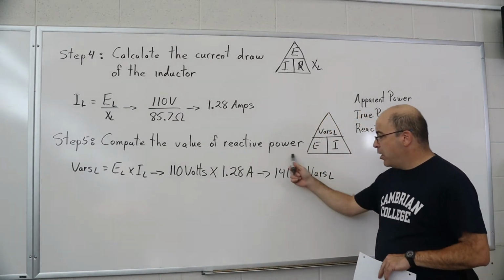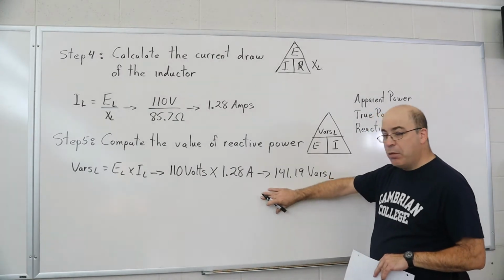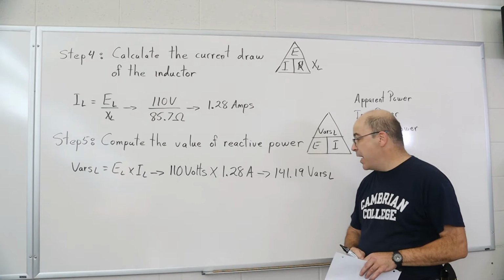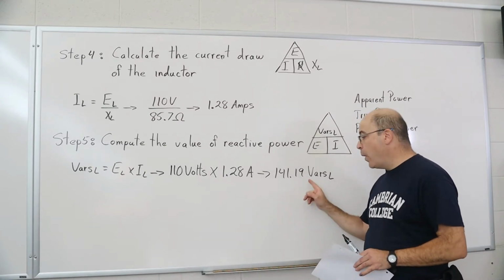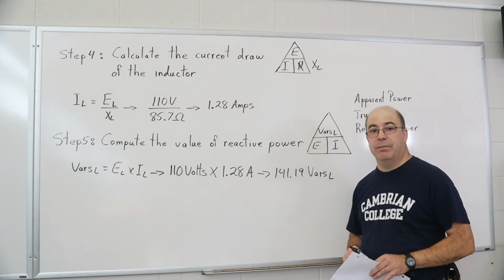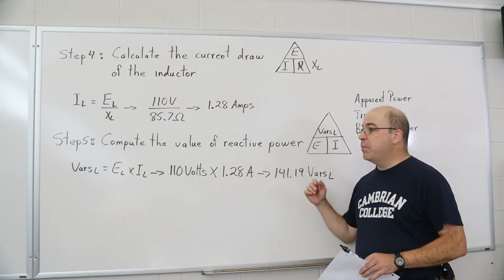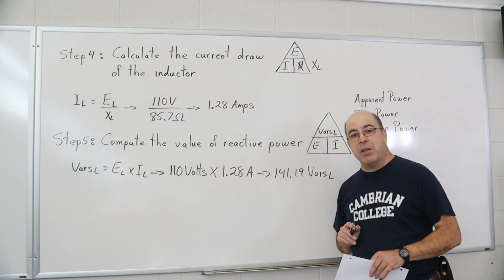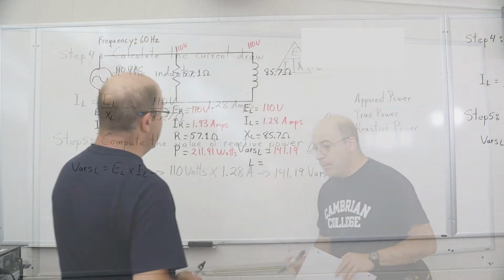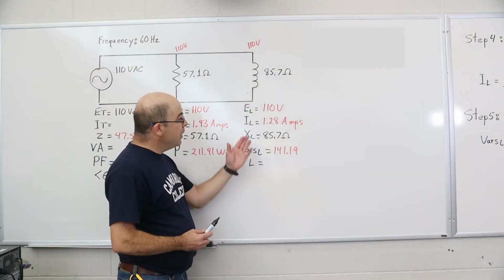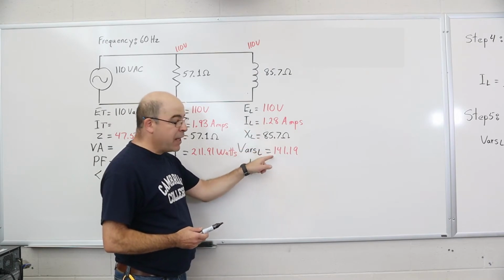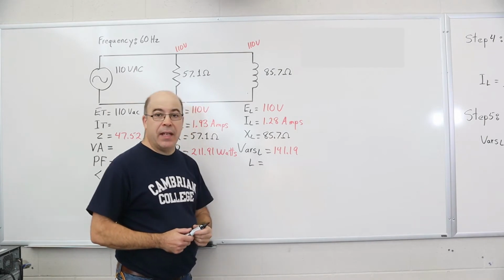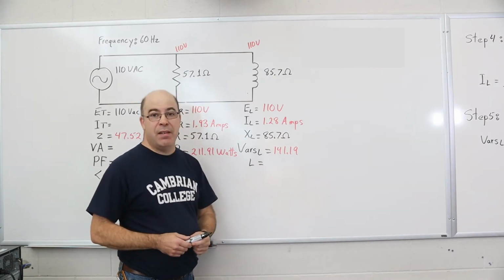And you should, if you're accurate with your calculations, end up with 141.19 VARs sub L, rounded to 2 decimal places. Let's proceed to filling in the chart. We also have to calculate the value of inductance. Here, I've gone ahead and inputted all of the values we've calculated in red. You'll notice I have one value remaining, and that is the value of inductance.